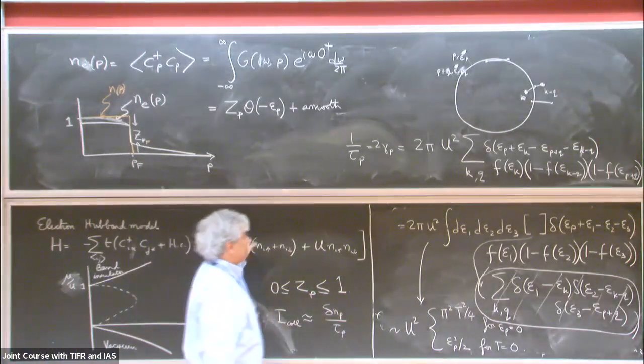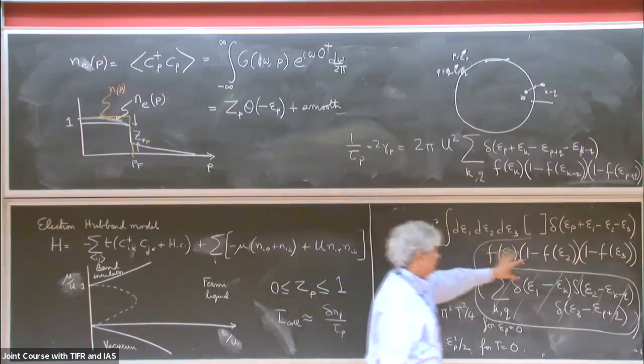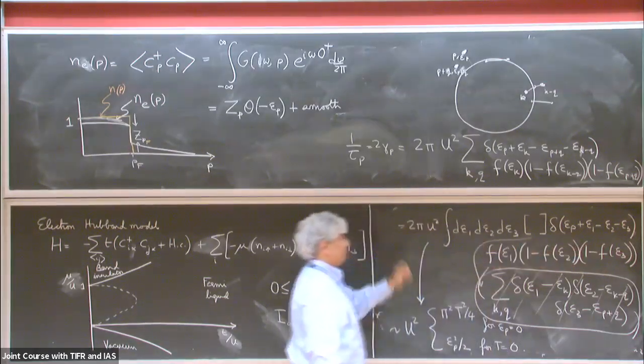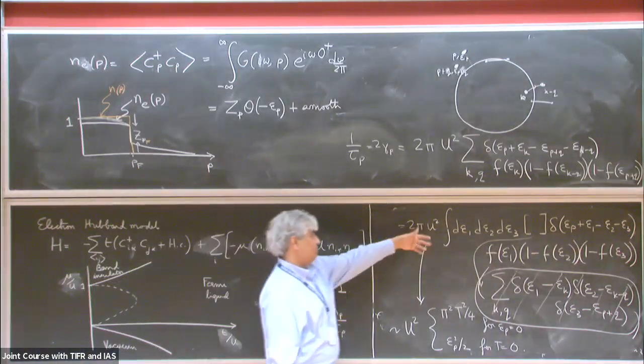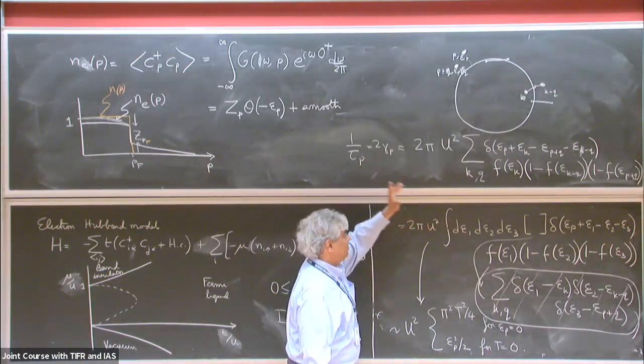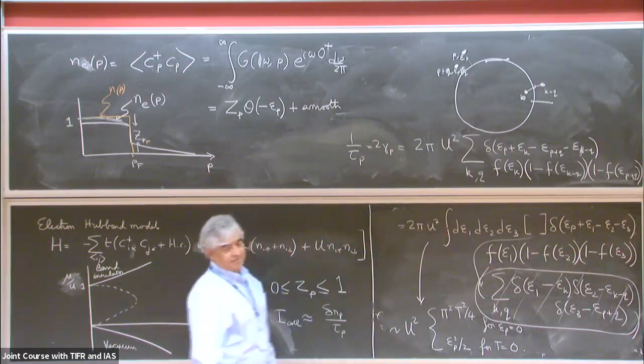The quantum mechanics in the Boltzmann equation is in these Fermi functions, basically. That's about all, and the values of various couplings, like the value of U and the value of Z P. But beyond that, there is no quantum mechanics.